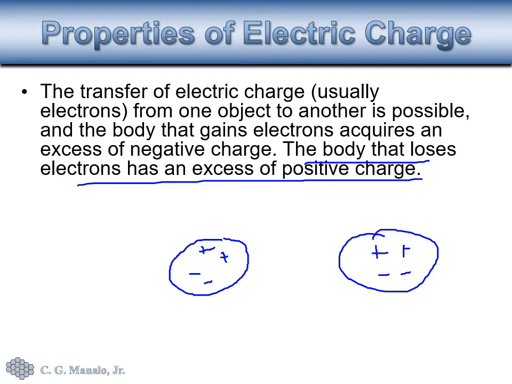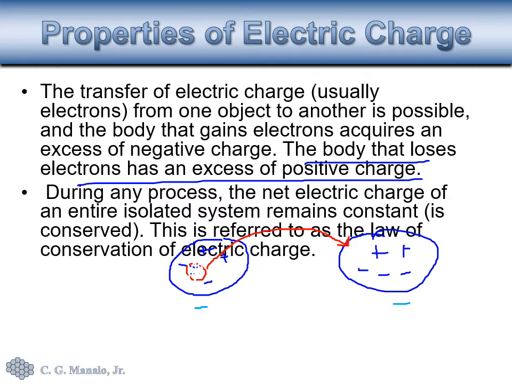So let's say these electrons transfer to that object. This object will now have an excess of electrons, but the other object has now a deficiency of electrons, so this negative charge will now be gone, and therefore this object will now have an excess of negative charge, and therefore it becomes negatively charged. While on the other hand, the one that loses a negative charge becomes positively charged. But the entire system, so let's say we consider this as one system, is still neutral because the amount of positive charge and negative charge is still the same.